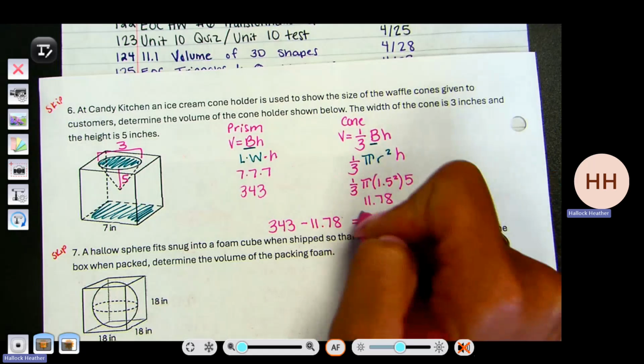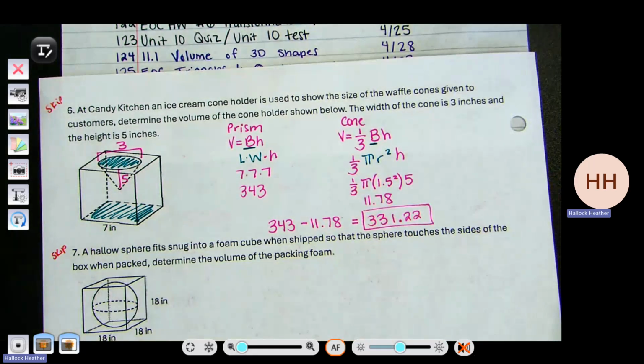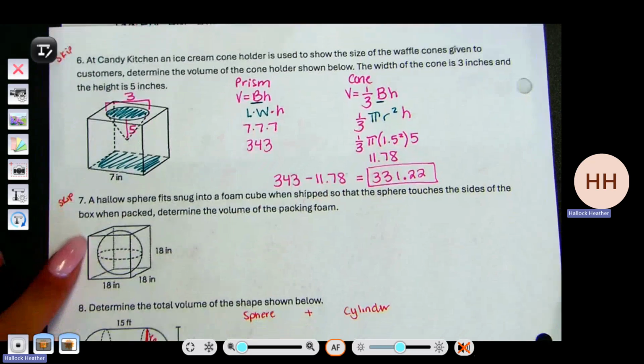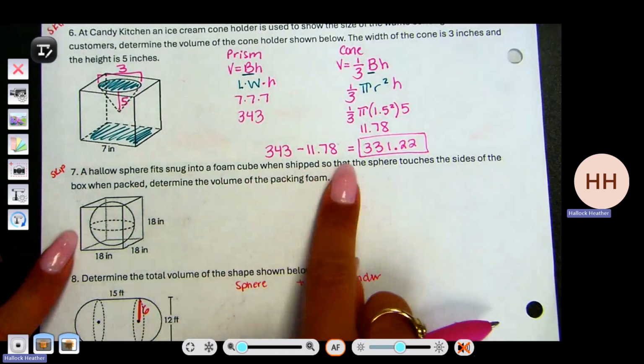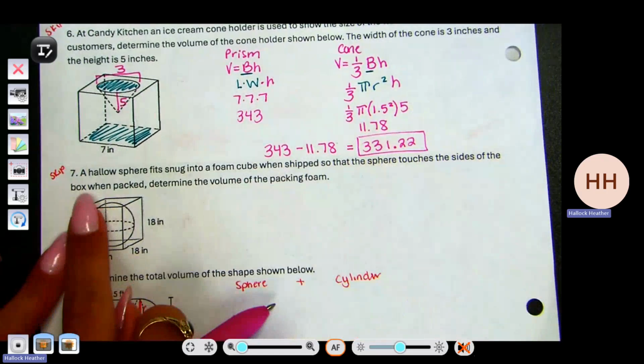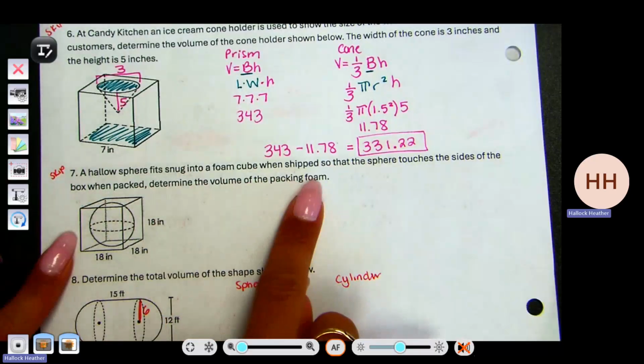331.22 or 0.2, however you want to round it is fine. Okay, so number 7 is the same thing. We're going to find the volume of both shapes, and then we're going to subtract it. This one says a hollow sphere fits snug into a foam cube when shipped, so that way the sphere touches the sides of the box when packed. Determine the volume of the packing foam.